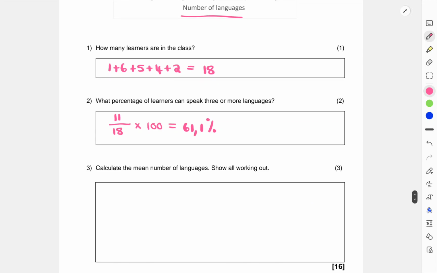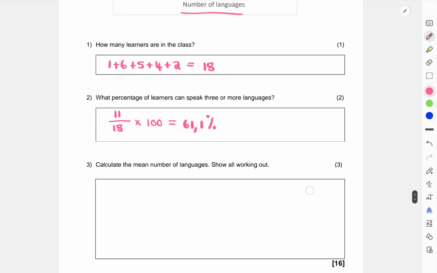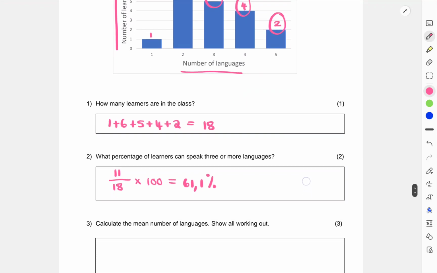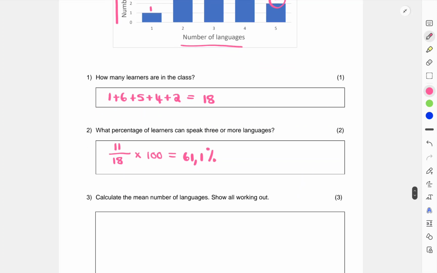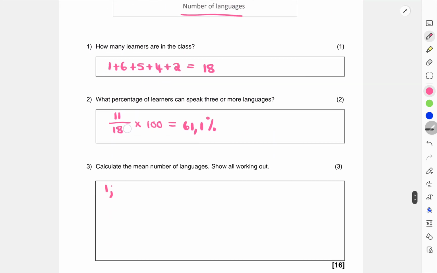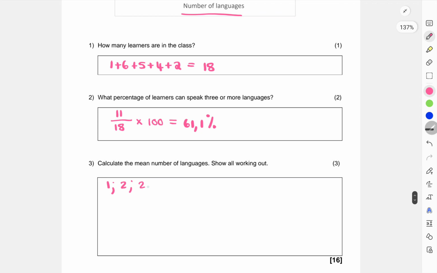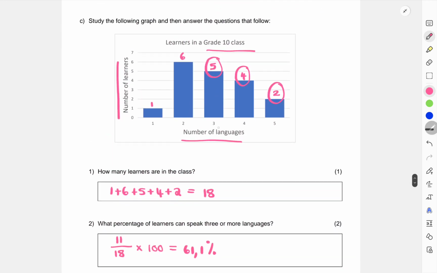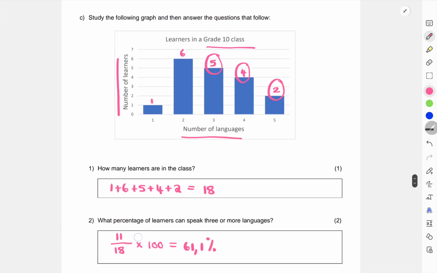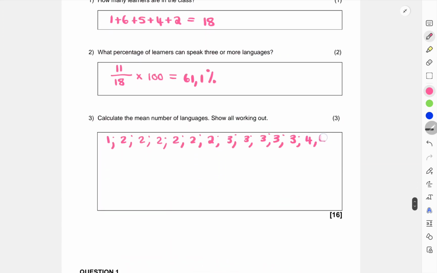Then they say, calculate the mean number of languages. Show all the working out. Okay, for the people who spoke one language, there was 1 student. For the people who spoke 2 languages, there were 6. So now look what I'm going to do. 1, 2, 3, 4, 5, 6. For the people who spoke 3 languages, there were 5. 2, 3, 4, 5. For the people who spoke 4 languages, there's 4.